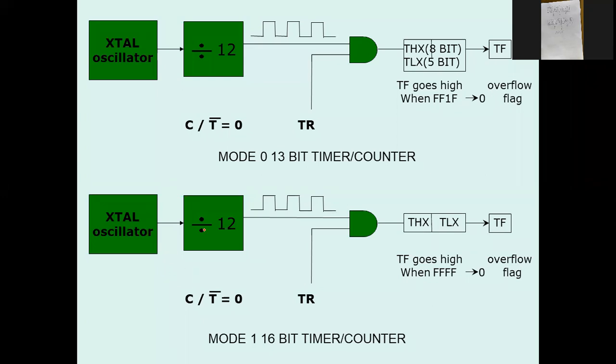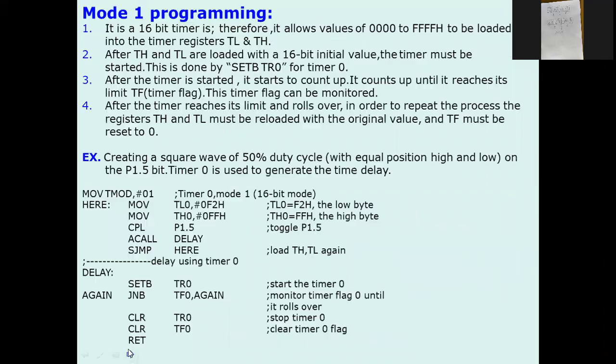Okay. Just like the 13-bit timer mode, we can see this is the 16-bit timer mode. In the 16-bit timer mode, obviously there is no confusion that FFFF is the maximum count. Then it will again go back to 0, and it will count up to FFFF, and similarly the TF flag will be set. Now just like this.